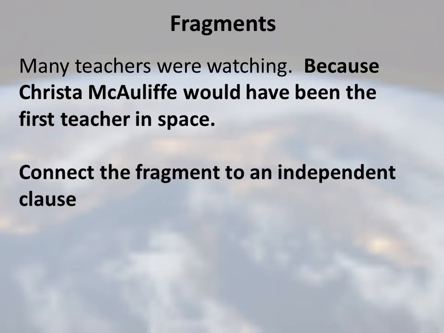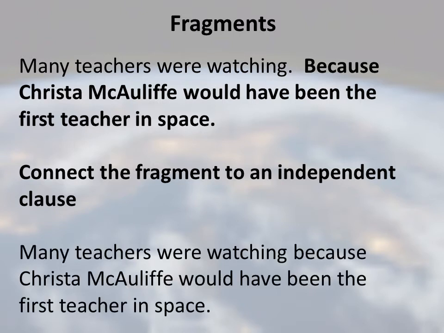So what do you do? You can connect the fragment to the independent clause before it or after it, and here it matches with the independent clause before it, with no comma because of the rule we learned previously. Subject-verb, subordinating conjunction, subject-verb, period. Many teachers were watching because Krista McCullough would have been the first teacher in space. Don't put a comma. If you flipped the sentence, you could put a comma. Because Krista McCullough would have been the first teacher in space, comma, many teachers were watching, period. That is an option.